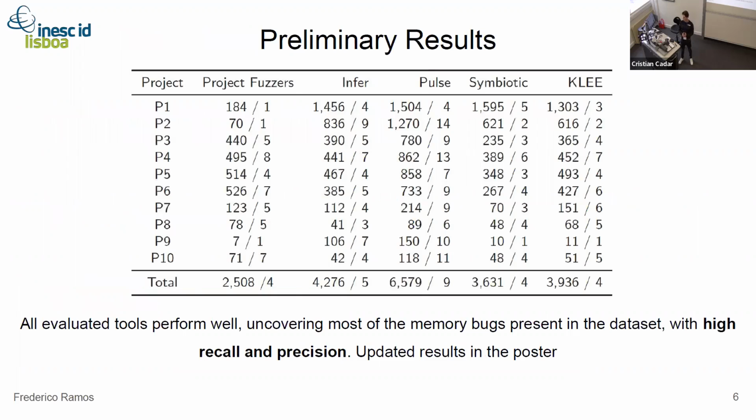The preliminary results are summarized in this table, where you can see the total number of bugs uncovered by each tool for each project, as well as the average. We determined that all tools are performing relatively well and covering most of the bugs with high recall and precision, but these are still preliminary results. We already have more updated results in the poster, so you can check that out.